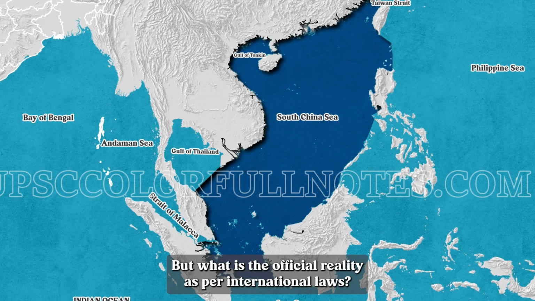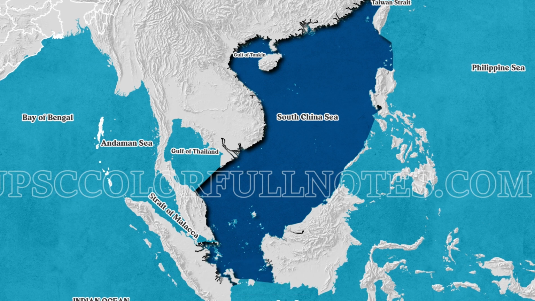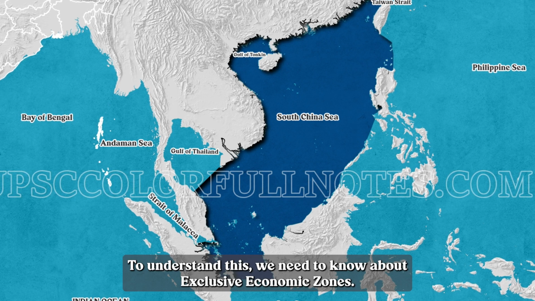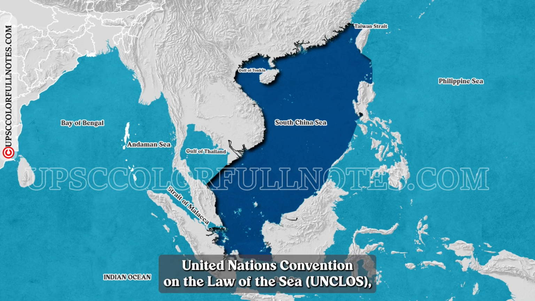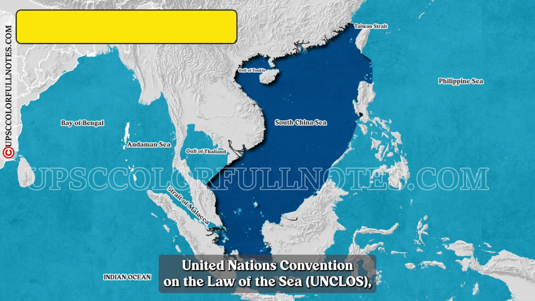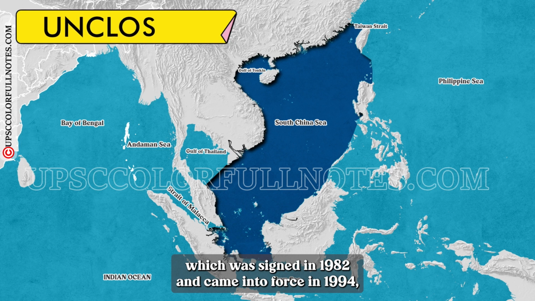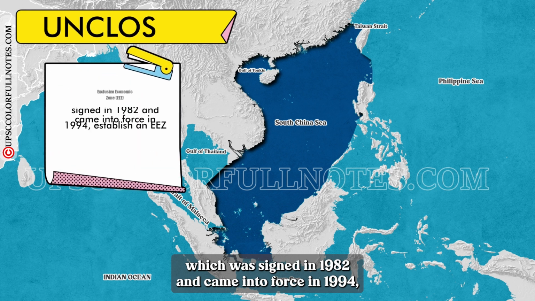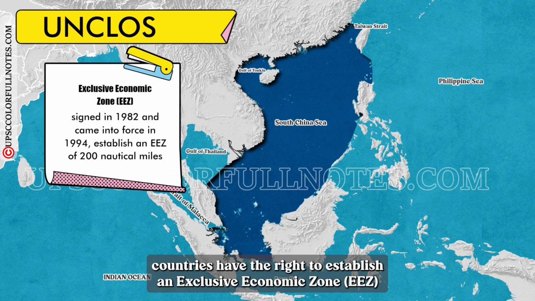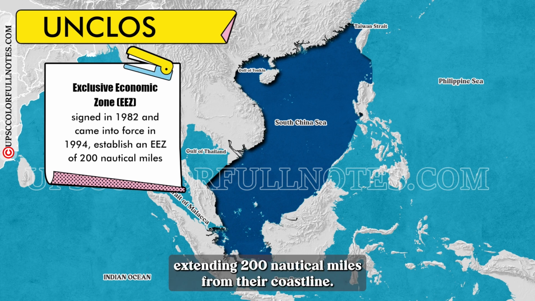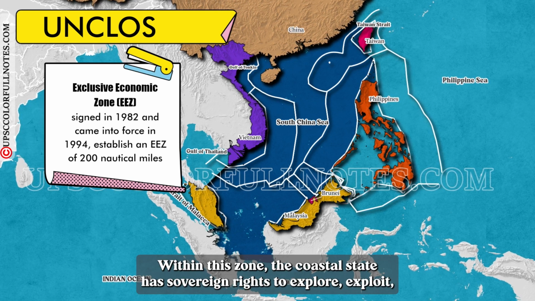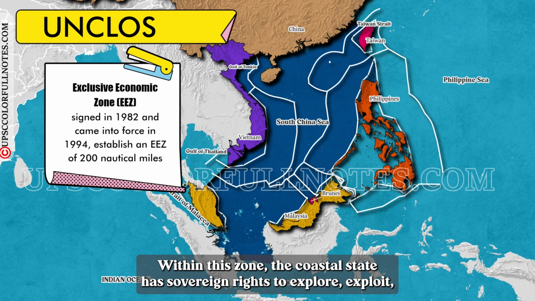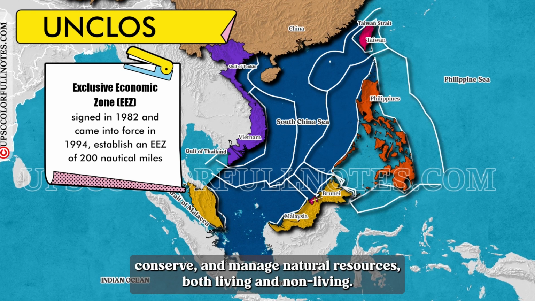But what is the official reality as per international laws? To understand this, we need to know about exclusive economic zones. Under the United Nations Convention on the Law of the Sea, UNCLOS, which was signed in 1982 and came into force in 1994, countries have the right to establish an exclusive economic zone, EEZ, extending 200 nautical miles from their coastline. Within this zone, the coastal state has sovereign rights to explore, exploit, conserve and manage natural resources, both living and non-living.